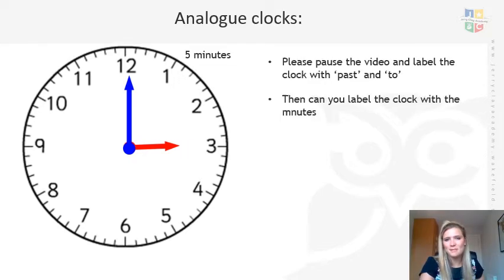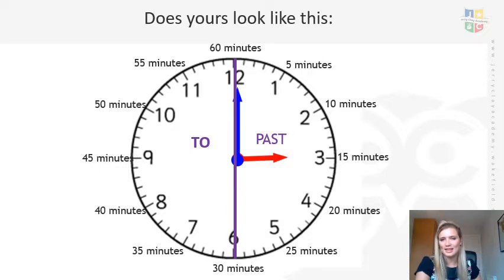Fantastic. So if you have a look at mine then, yours should look something like this. So you should have written 5 minutes, 10 minutes, 15 minutes, 20 minutes, 25, 30, 35, 40, 45, 50, 55 and 60. Now why have I got 60 minutes at the 12? Have a think, and then I will tell you the answer in a minute. Fantastic. So the reason why there are 60 minutes on the 12 is because, as we know, there are 60 minutes in an hour. Tell your parents or tell yourself there are 60 minutes in an hour.